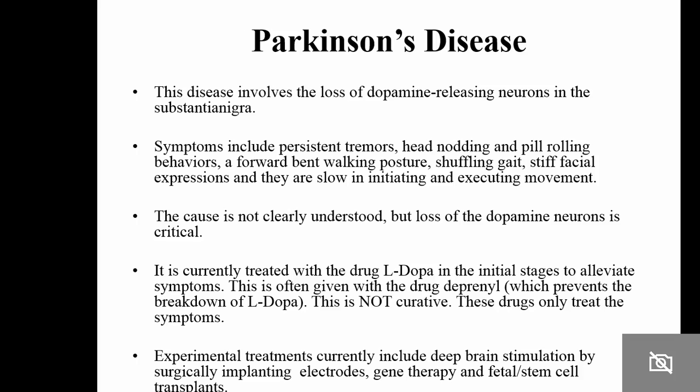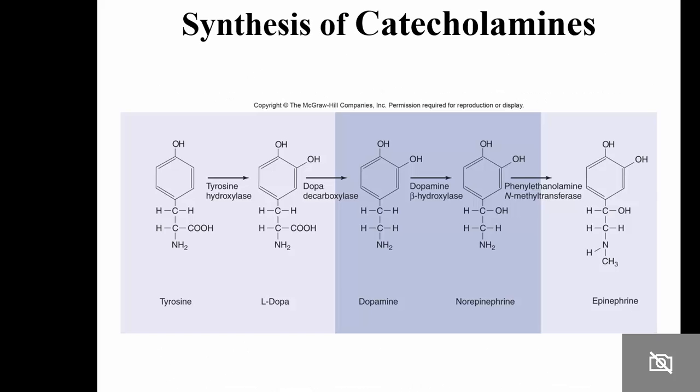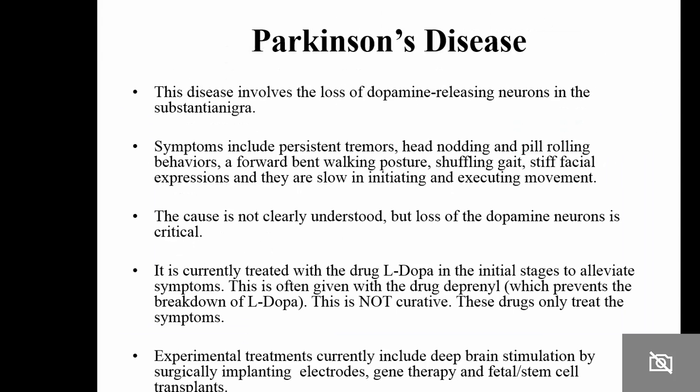So it is currently treated with the drug L-DOPA in the initial stages. Now, let's go back. L-DOPA. This is how they're boosting it. They make an artificial form of this, and you take it. And then this will upregulate the production of dopamine. It's not perfect, but it helps. That's because the more of this you have, this is the raw material, the more of the hormone you can make. But it's not perfect. It doesn't cure it. There is no cure for Parkinson's disease. So that's what L-DOPA is.